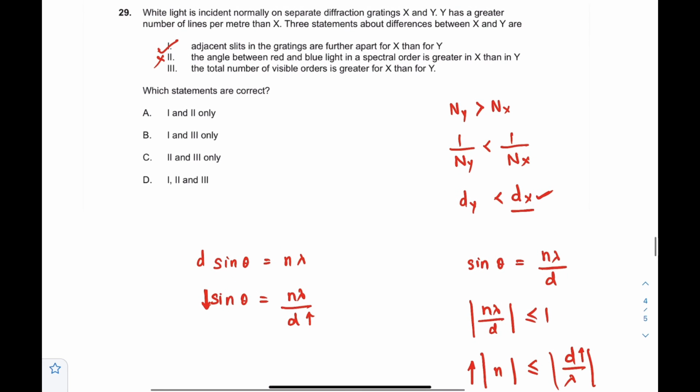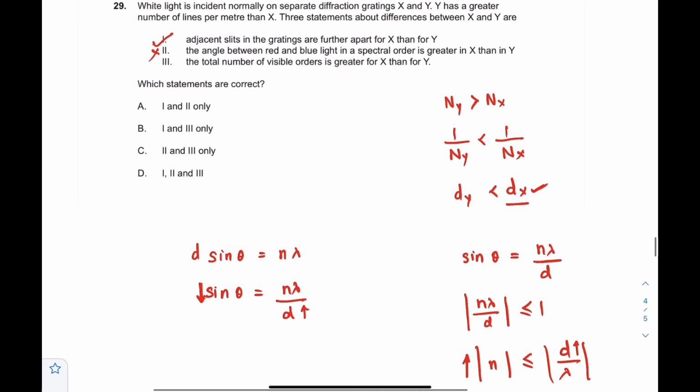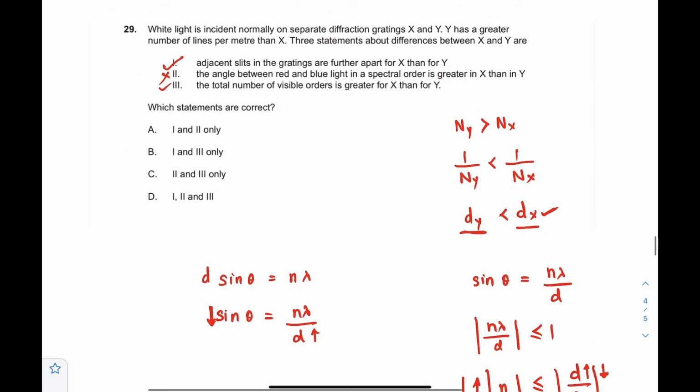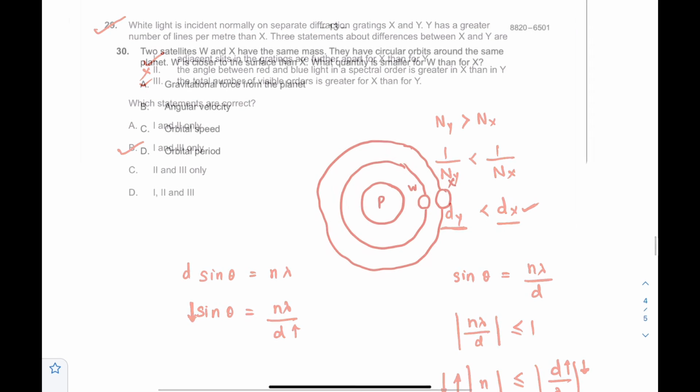So statement number 3 is also correct. Why? Because for Y, the distance between the slits is lesser. When the distance between the slits is lesser, the number of visible orders will also be less. So option number B is the correct option: 1 and 3 only are correct. So the correct option to question number 29 is option number B. Now proceeding on to the next question.